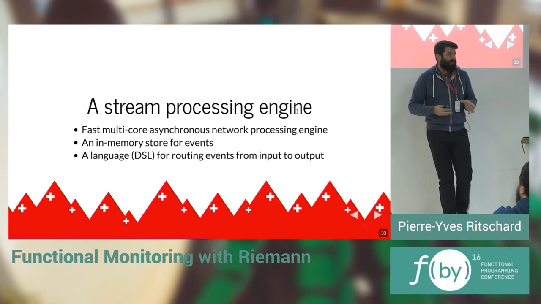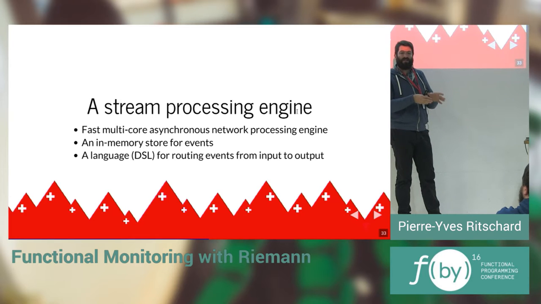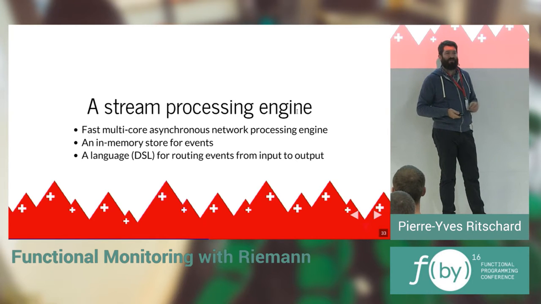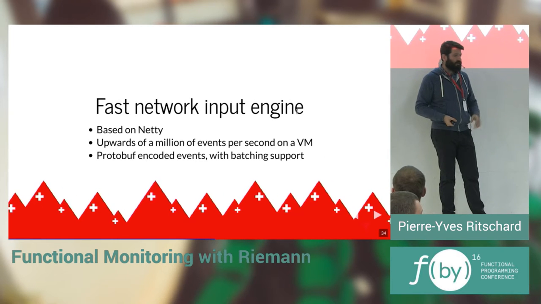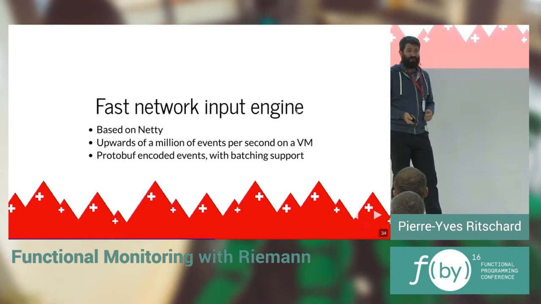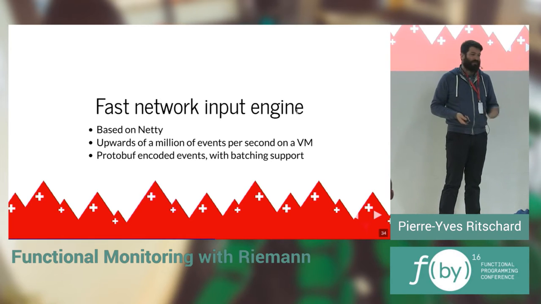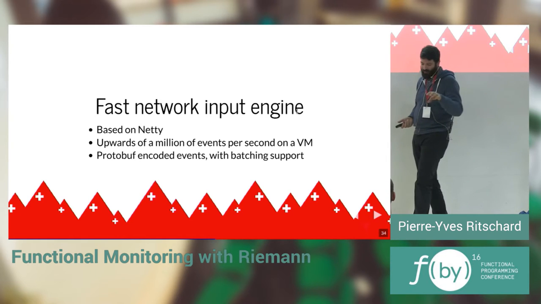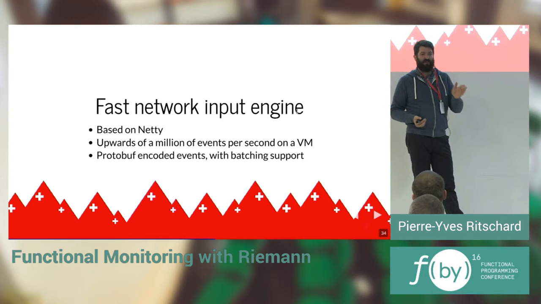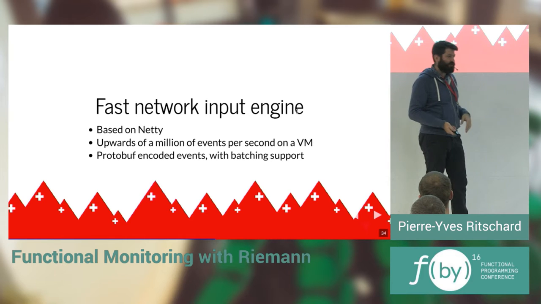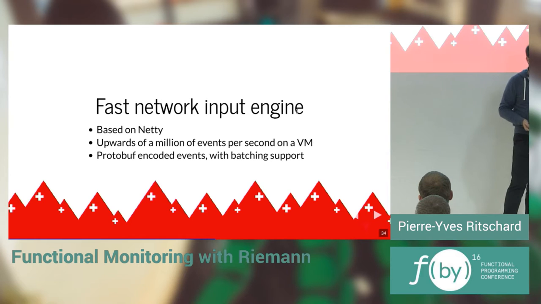So to sum up, Riemann is a problem domain specific stream processing engine. It has a fast asynchronous network protocol at its core, an in-memory store for events, and a DSL that lets you work with your events. Since plenty of you know the JVM, what makes Riemann fast is Netty and protobufs. We have Netty servers through TCP, TLS, or UDP that are able to receive batches of events that are encoded in protobuf, and that's how we reach upwards of a million events per second on simple VMs.